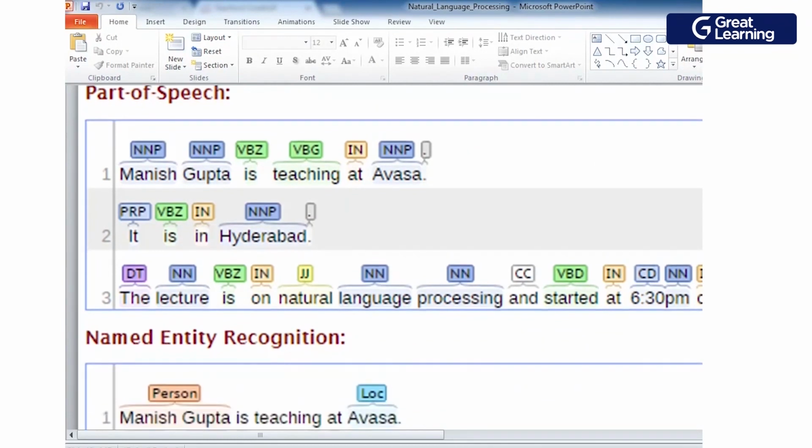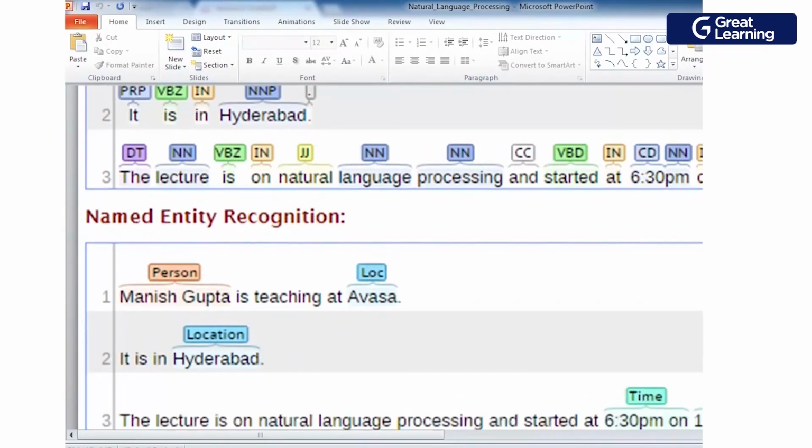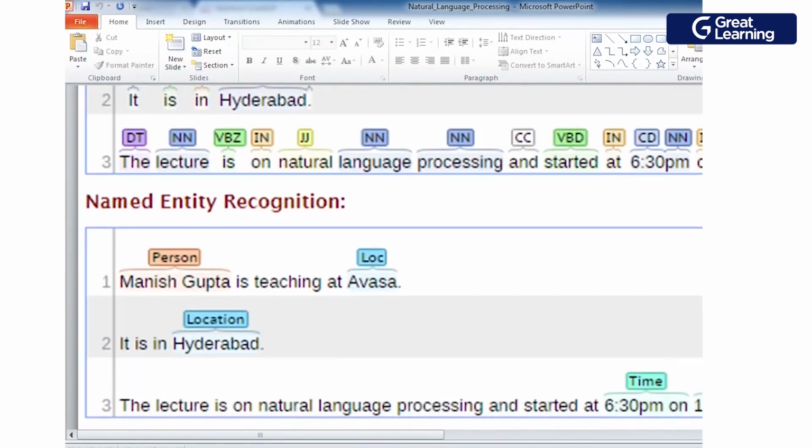So besides part of speech tagging, it also does named entity recognition. So what is meant by that? So essentially, it figured out that my name is a proper noun, but it also figured out that it is a person name. And then it figured out Avasa is a location, and then it also figured out that Hyderabad is a location. It also figured out 6:30 p.m. is a time. And 19th June. So that was an old example. So that's why we have 19th June. But anyway, that's a date. Okay? So it can figure out those things automatically.